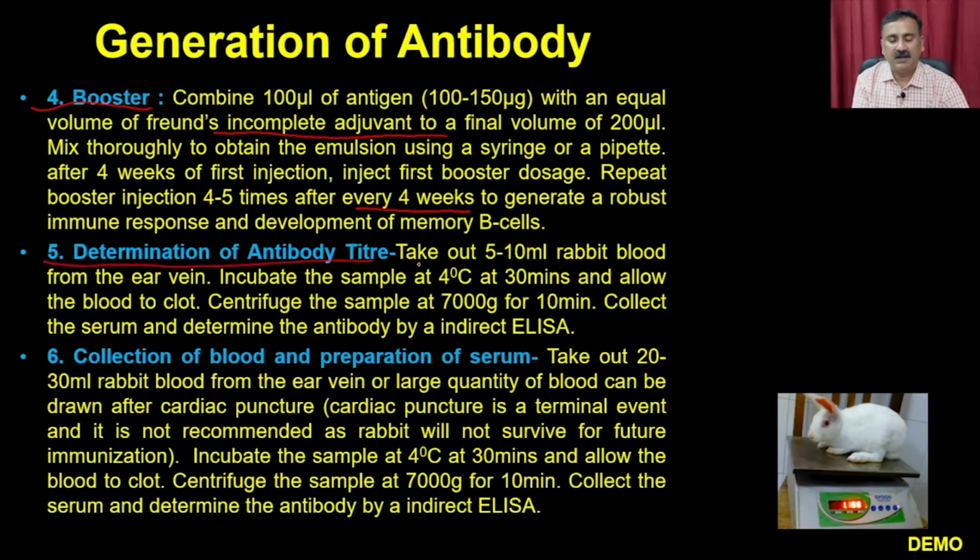Then you can determine the antibody titers. You can use the indirect ELISA to determine the antibody titers. And then once you see that the antibody amount is very high, you can collect the blood and prepare the serum. So take out 20 to 30 ml of blood from the ear vein, or a large quantity of blood can be drawn after cardiac puncture. Then you can prepare the serum, and you can determine the concentration of antibody by the indirect ELISA.